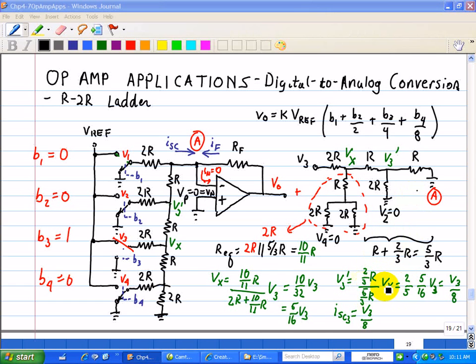So we know that Vx we just found is 5/16 V3. So 5/16 V3 times 2/5, and that reduces to V3 over 8. We're getting that same pattern that we talked about earlier. So that concludes that analysis for the contribution of V3.